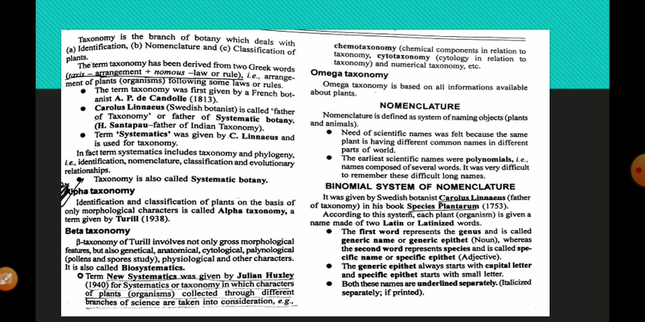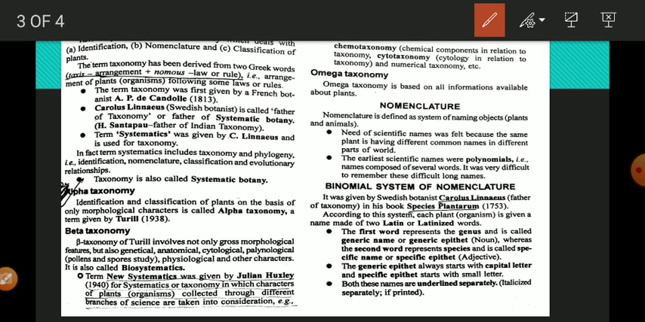Taxonomy is the branch of botany which deals with the identification, nomenclature and classification of plants. Already I have told you all those things: first of all we identify a plant, then its nomenclature, then we classify it. The branch that studies all of this is known as taxonomy.